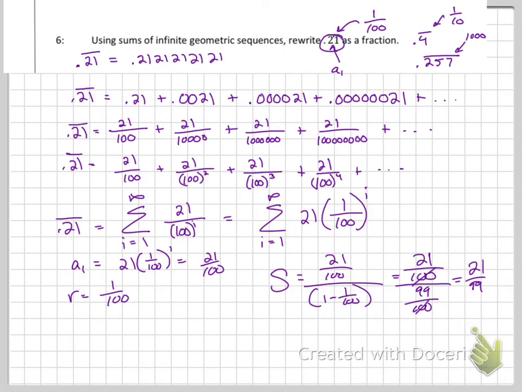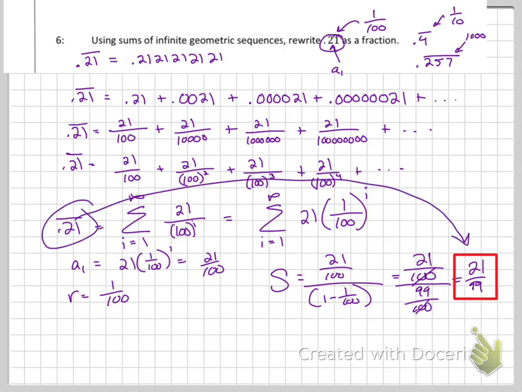So the decimal 0.21212121, or 0.21 repeating, is equal to the fraction 21 over 99. Technically, we could have reduced that also. Divide by 3, right? This is also 7 over 33.